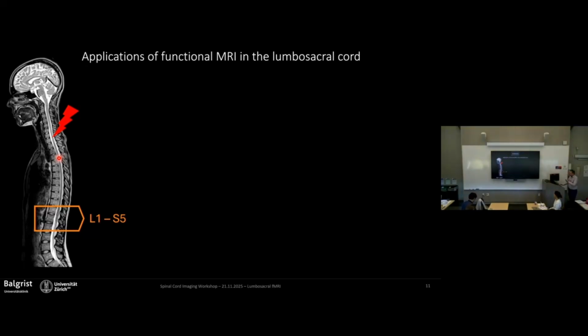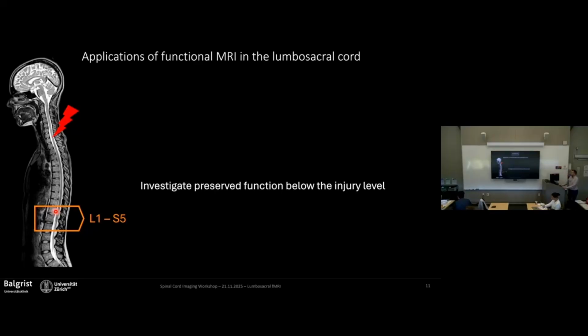At Balgrist, in my group, we work with spinal cord injury patients, and the lumbosacral region is very relevant in these patients because this is typically below the injury, right? So what happens after an injury is that this part of the spinal cord gets either partially or completely disconnected from the brain, but the neurons are still most of the time morphologically intact, right? But their function is impaired because of the lack of input from the brain.